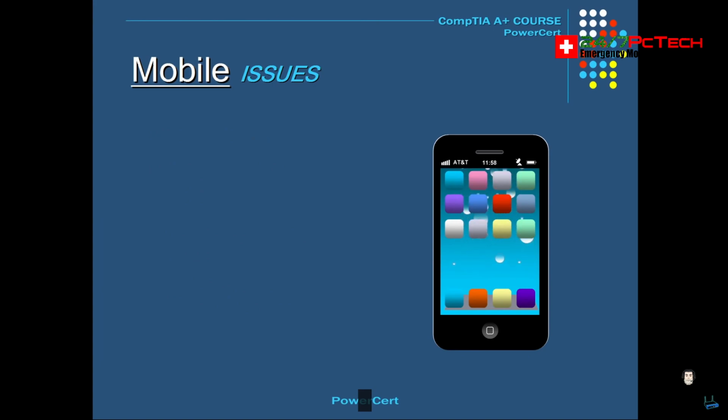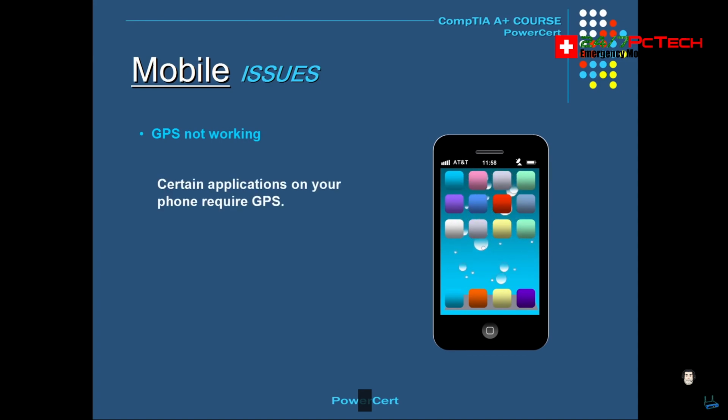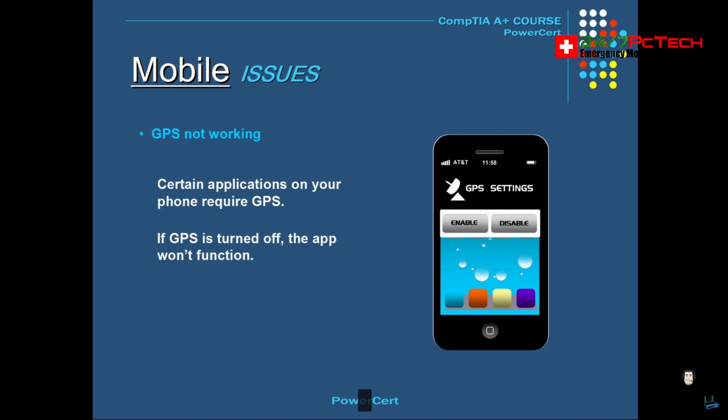Also with cell phones, you may encounter issues where your GPS is not working. Certain applications on your phone require GPS. So if a certain app is not working, it could be that your GPS is turned off. The first and most obvious thing to do is to go into the settings on your phone and make sure that the GPS is turned on.